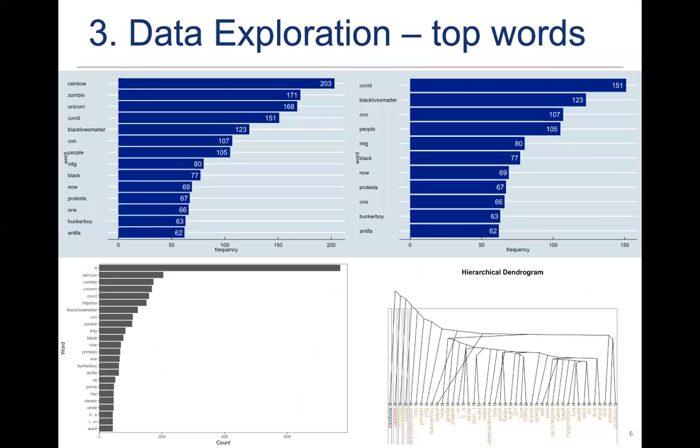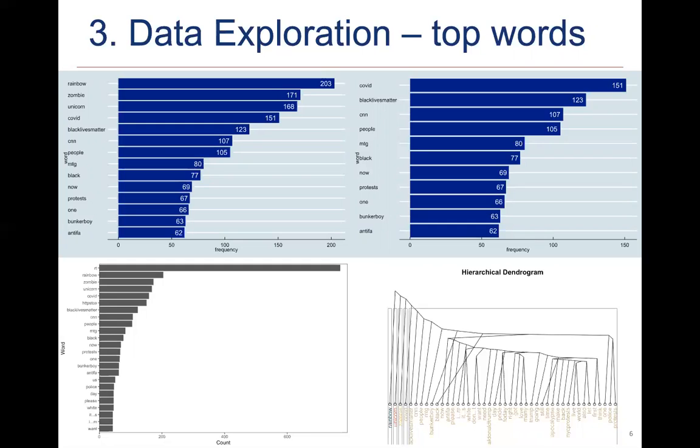So let's explore the data. We have our top words on the top. Now, the left side has all the top words that are not stop words. You can see that rainbow, zombie, and unicorn, which do not seem political, appear as the top three. So on the right side, we took them out and we can more clearly see that words that appear more than 50 times are words such as CNN or protests, which are seemingly political.